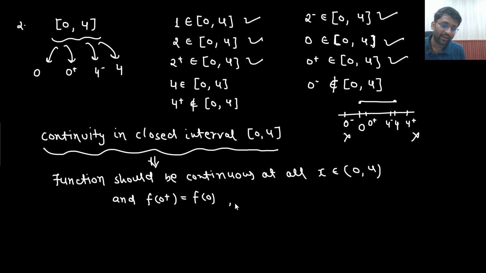Are you able to understand this point? And f of 4 should be equal to f of 4 minus. Here I am not even talking about f of 4 plus, because f of 4 plus is not even belonging here. So if I am talking about 0 to 4, that means I need to talk about 0 and 0 plus, 4 and 4 minus, and every point in between them. That's it. I don't need to care about anything else. Is that understandable to you? I hope it is completely understandable. In between 0 and 4, I will care about all the points: f of 0 plus, all the points, f of 4 minus, f of 4. That's it. 4 plus and 0 minus, I am not even caring.